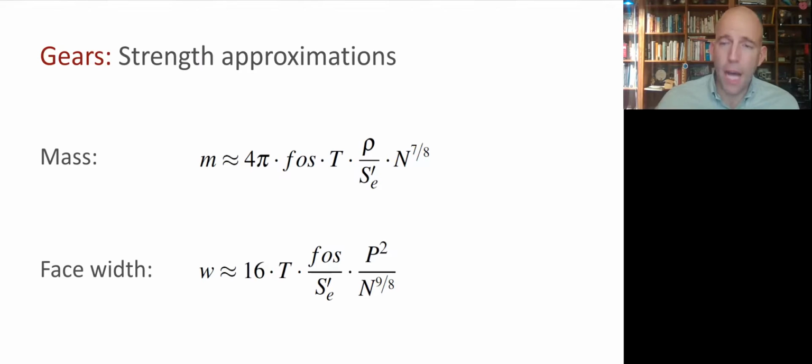And notice that's the opposite of the effect for efficiency, where we wanted a larger number of teeth in the gear. And this, of course, assumes that we've got an optimal face width, so that the width of the teeth is 16 times the torque times the factor of safety divided by the endurance strength of the material times the square of the diametral pitch divided by, again, the number of teeth to a power close to 1.